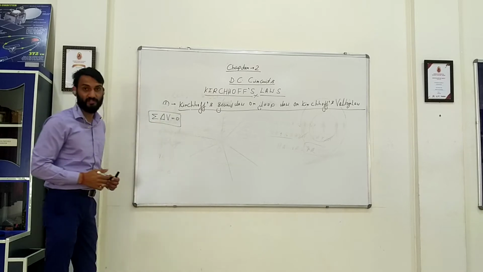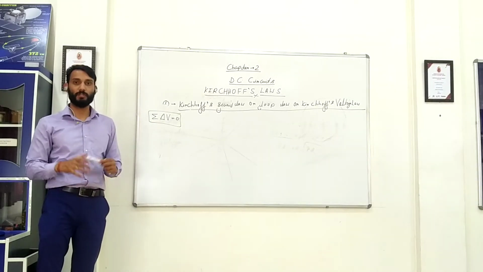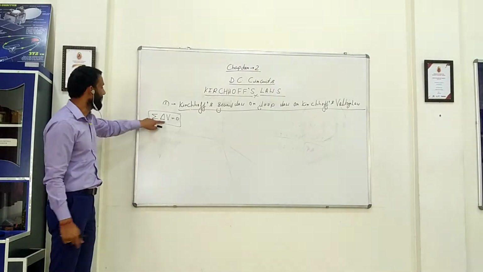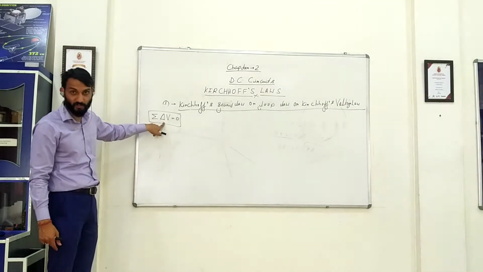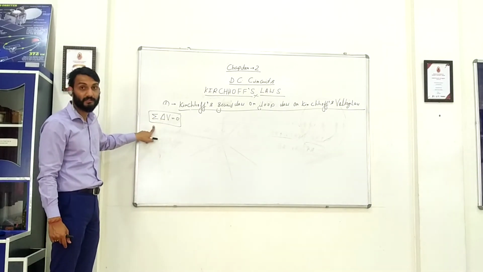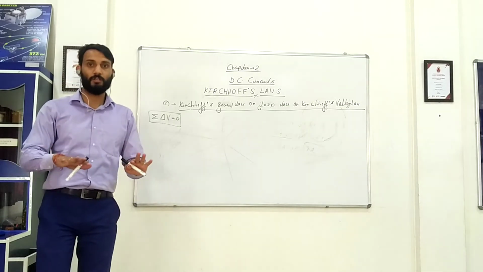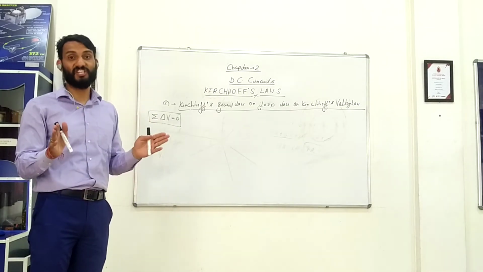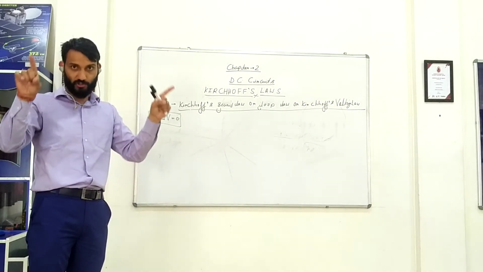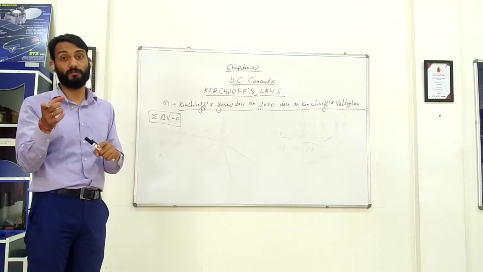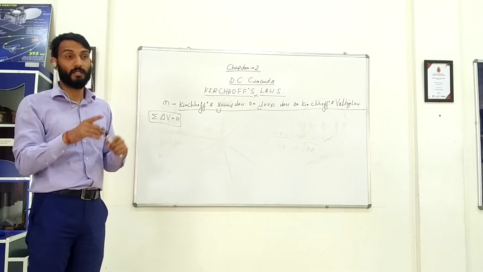This will be the expression: summation delta V equals 0. Now what is delta V? Delta V is the change in potential. What is summation? Summation means total. So the total change in potential around a closed loop is equal to 0. This is Kirchhoff's second law.